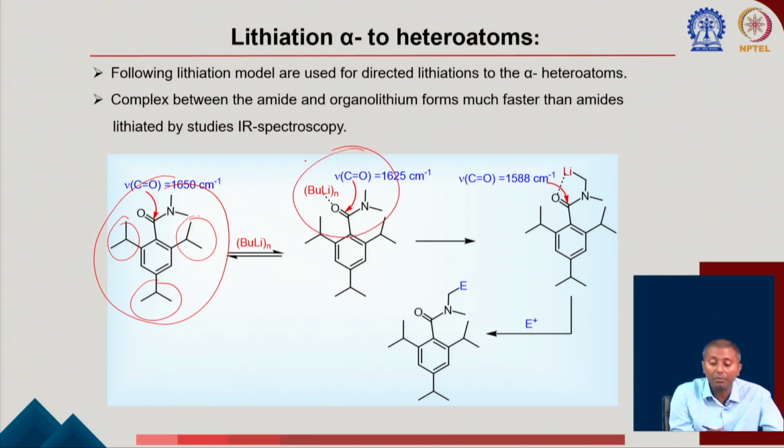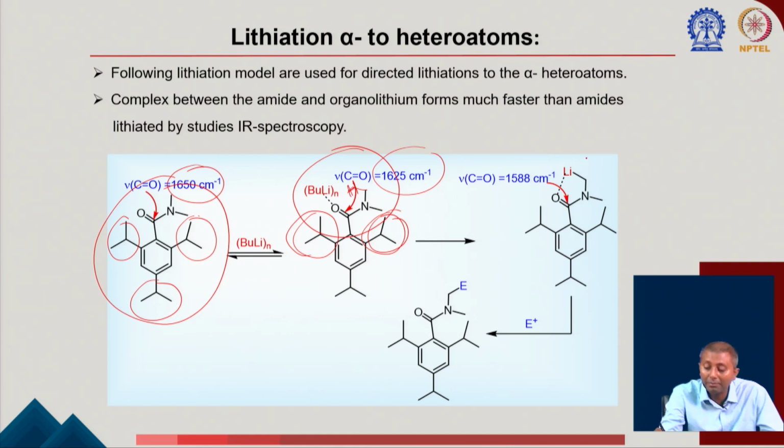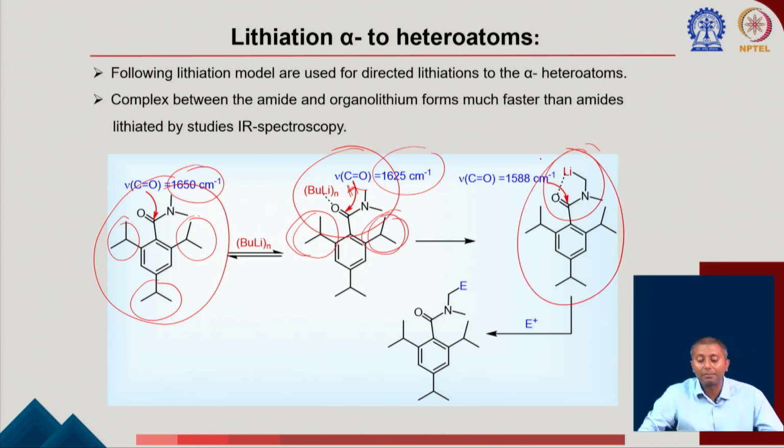So once the lithium coordinates, there will be a change here. This bond is going to get weaker, so the frequency is going to decrease from 1650 to 1625. Now, as these ortho protons are not there, being replaced with isopropyl groups, it is going to abstract a proton from this N-methyl through coordination. And once you form the corresponding lithium, the lithium is also stabilized through coordination with the oxygen. As I said, lithium is electropositive, it can make a coordination, so that will make a stable organolithium.